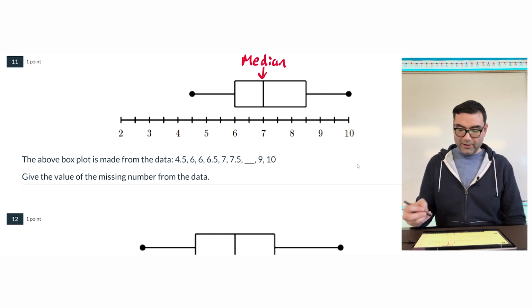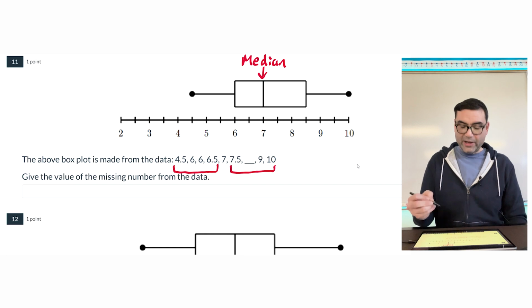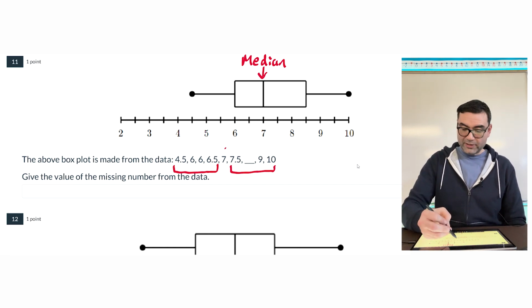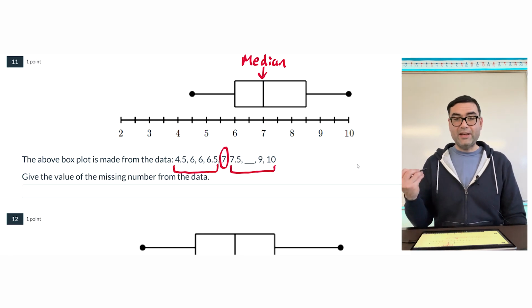And as you can tell, if you look at the values here on the left and on the right, there's 4 values on the left and 4 values on the right, and that would make 7 our median. So 7 lands right in the middle of these 9 values, and that makes sense that it is the median.